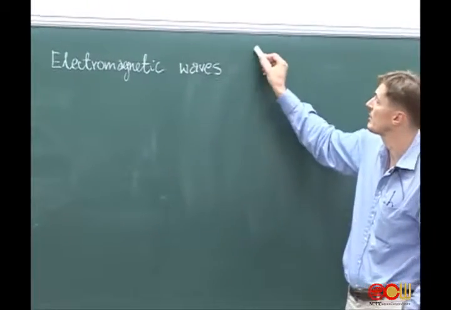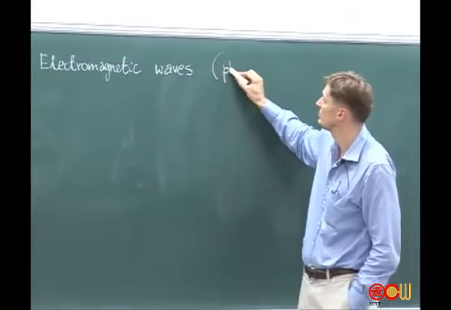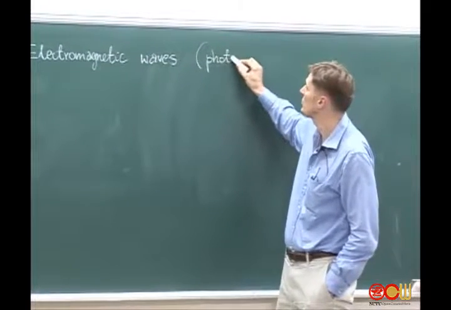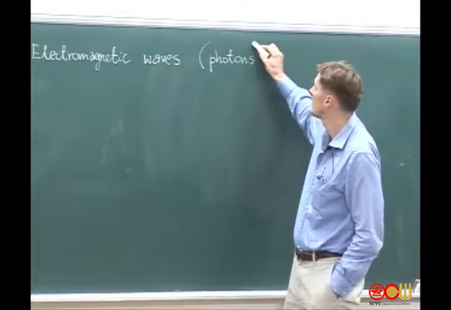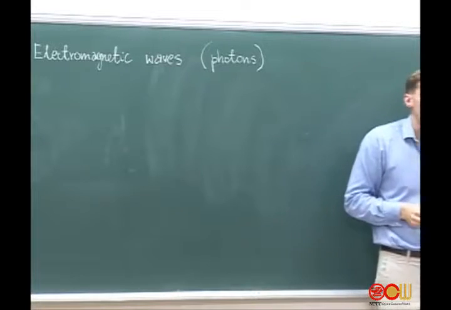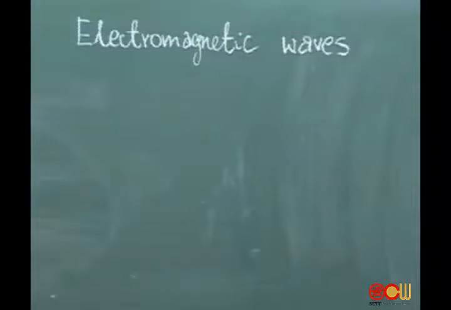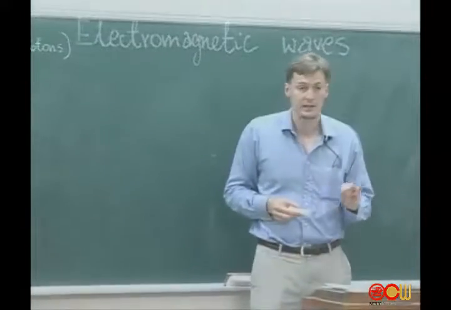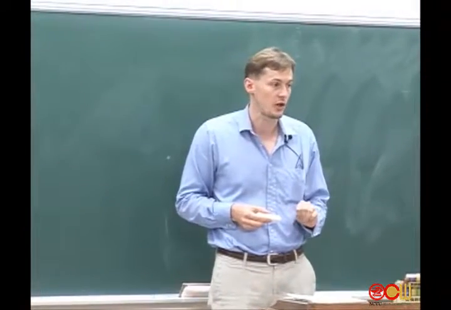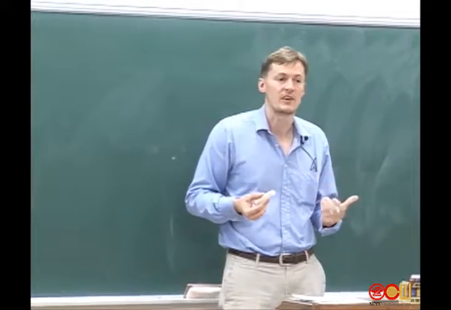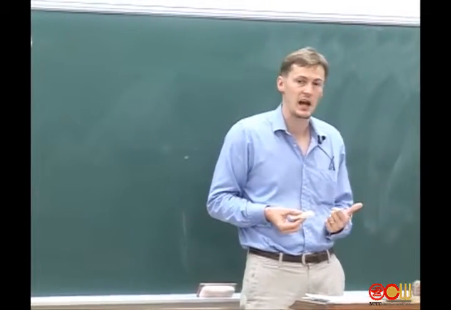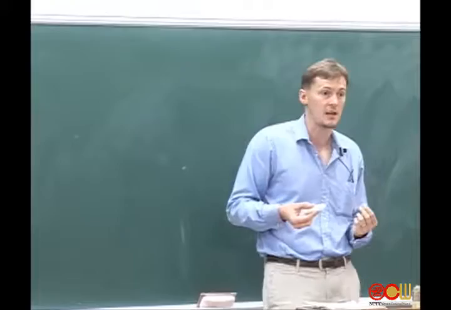Sometimes these electromagnetic waves are just called photons, and we'll try to explain what it really means. Last time we said that there are four different types of interactions: gravitational, electromagnetic, weak, and strong. And how the real interaction happens, I didn't say, but maybe we should say a few words.